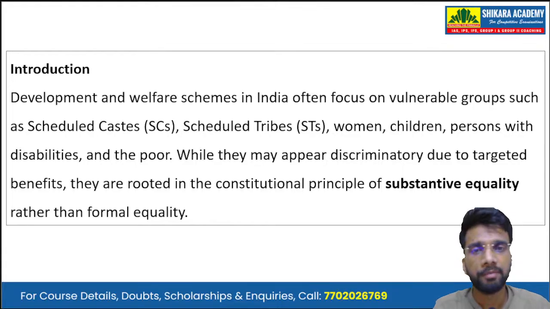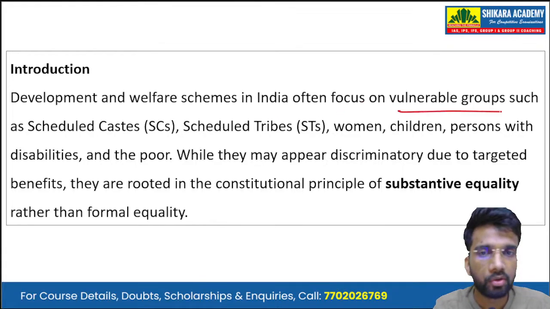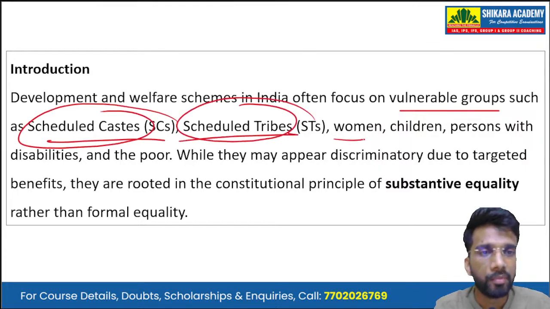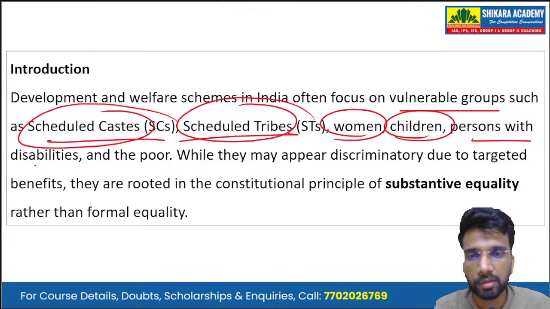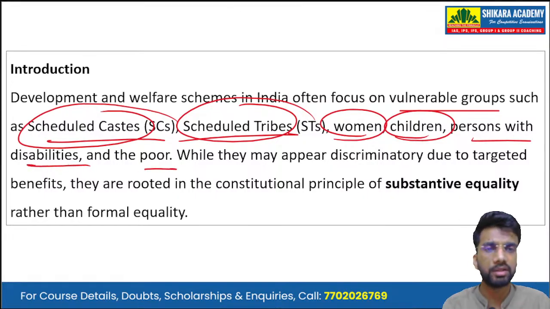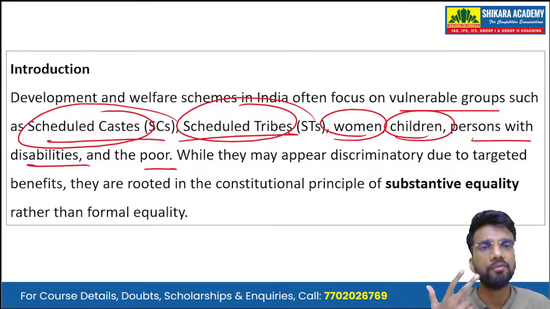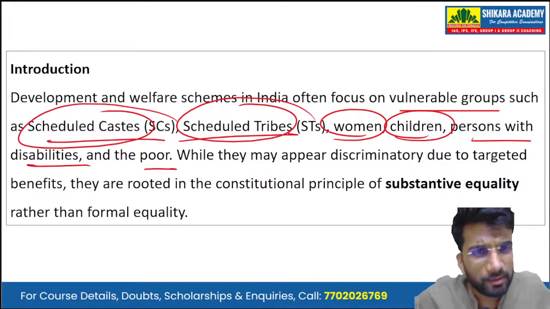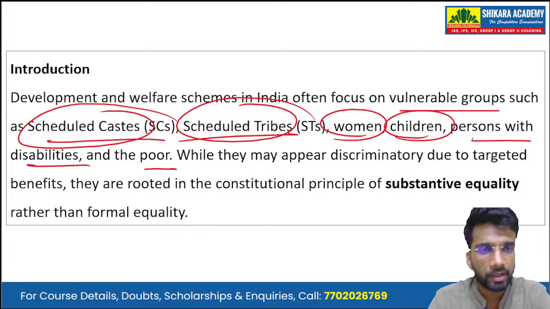So starting with the introduction, the development and welfare schemes in India often focus on vulnerable groups such as scheduled castes, scheduled tribes, women, children, persons with disabilities and the poor. So these are the main vulnerable groups in Indian society. Sometimes religious minorities are also included in these vulnerable groups.